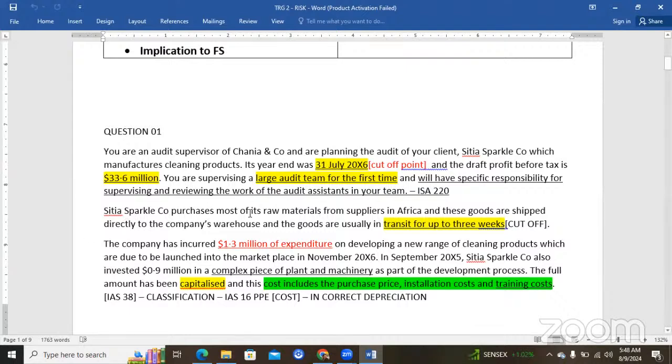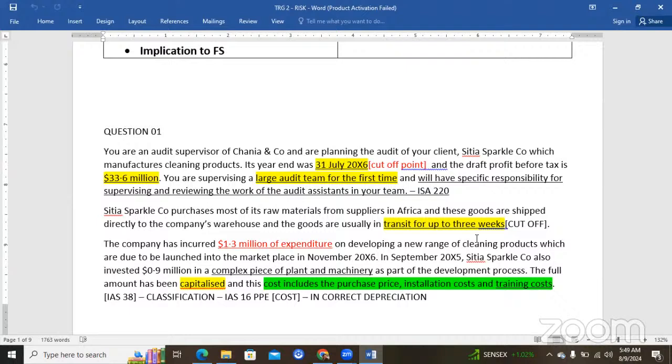S company purchased most of its raw materials from suppliers in Africa. And these goods are shipped directly to the company warehouse. And the goods are usually in transit for the period of 3 weeks. So when goods are in transit, it can be a cutoff problem. But why am I telling it is a cutoff issue? Because we ordered at one point and after 3 weeks only we are receiving the goods.